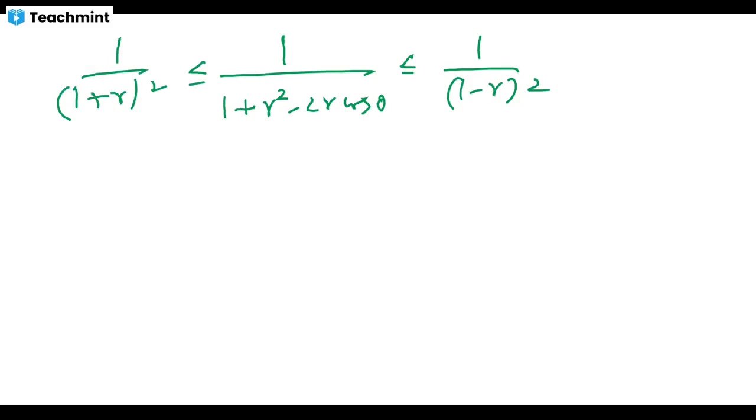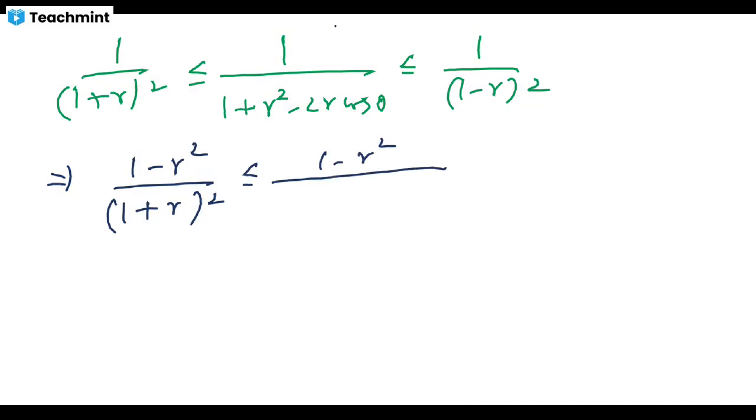Let us again multiply this inequality throughout by another positive number. The positive number that I'm going to take is 1 minus r square, which is positive because r is less than 1. Multiplying with 1 minus r square, I will get (1 minus r square) upon (1 plus r) whole square is less than or equal to (1 minus r square) upon (1 plus r square minus 2r cos theta), which is less than or equal to (1 minus r square) upon (1 minus r) whole square.